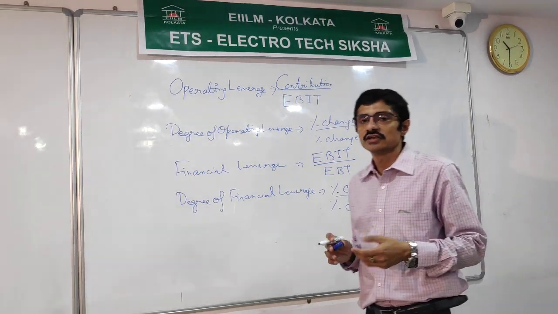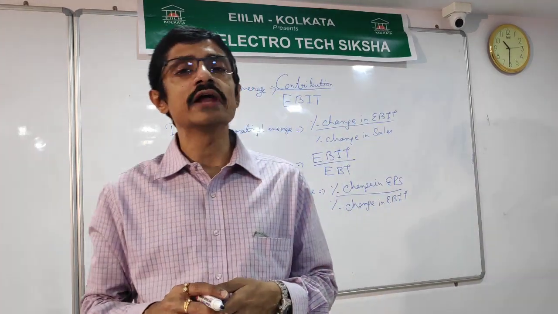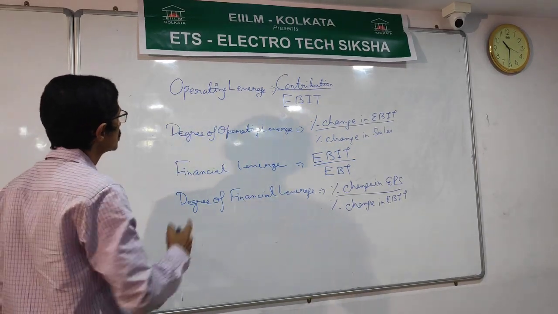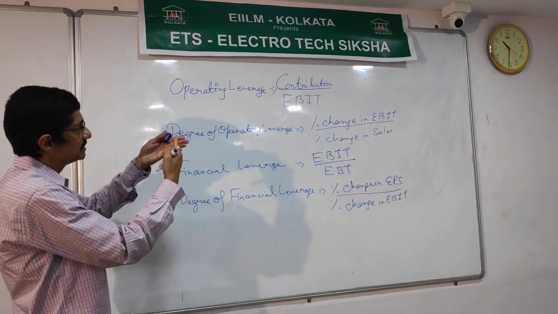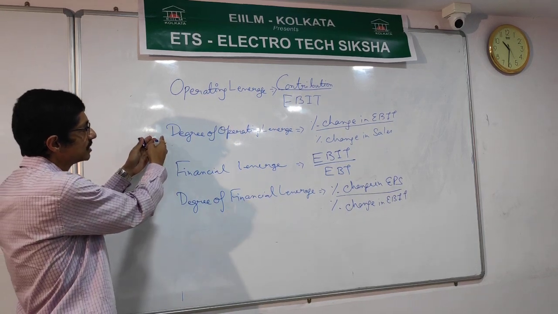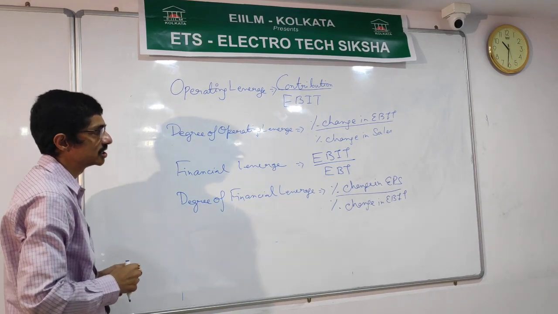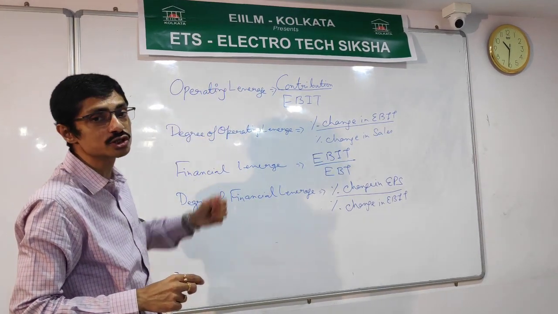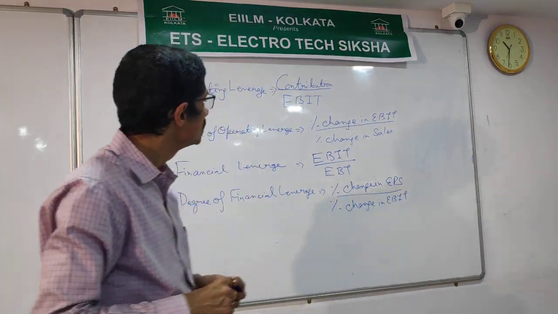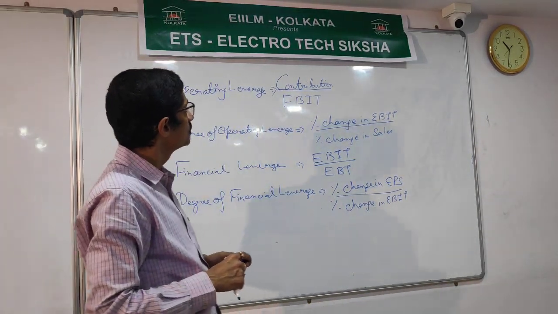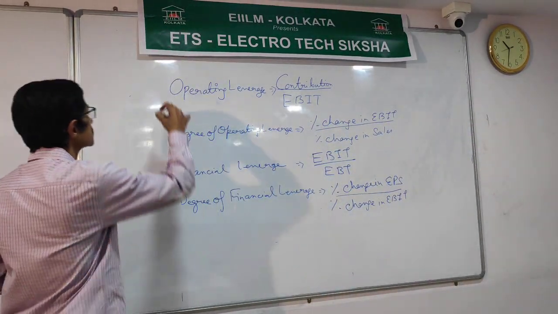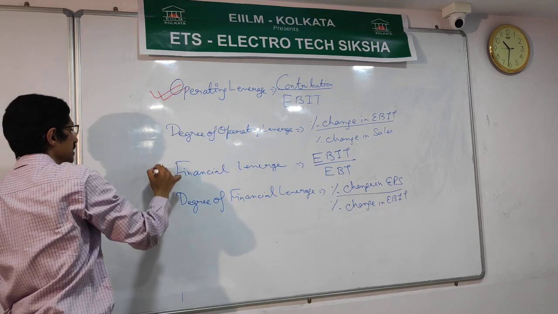The third set of leverage that we need to know is the combined leverage. Combined leverage is actually the multiplication of operating leverage with financial leverage, and the multiplication of degree of operating leverage with degree of financial leverage. So we just need to remember these 4 sets of equations in order to calculate the leverage of a company. So what is going to be the combined leverage? Let us consider that only 1-year data is given.